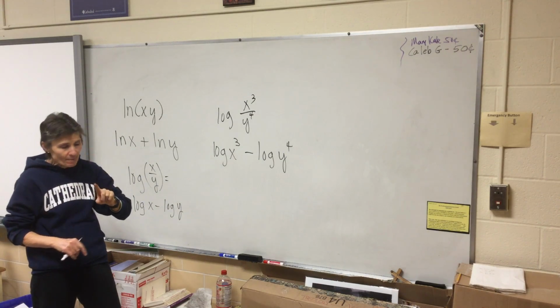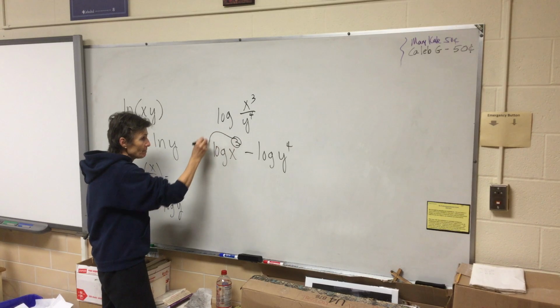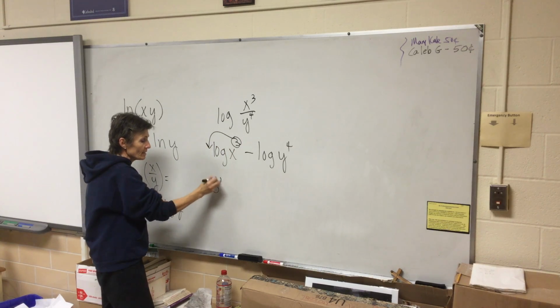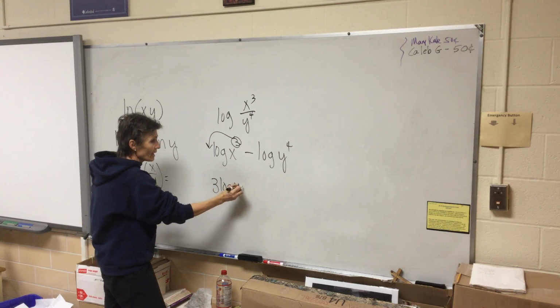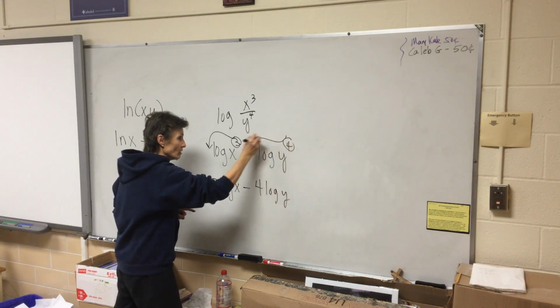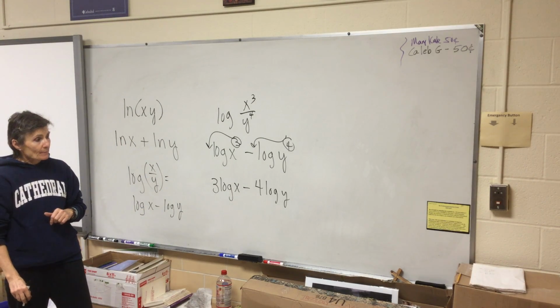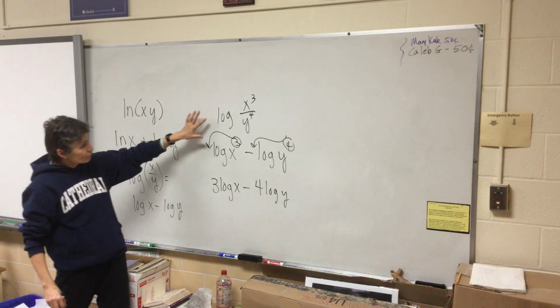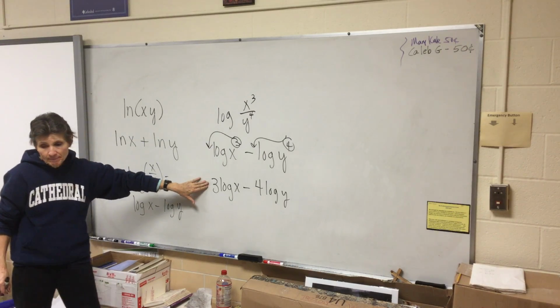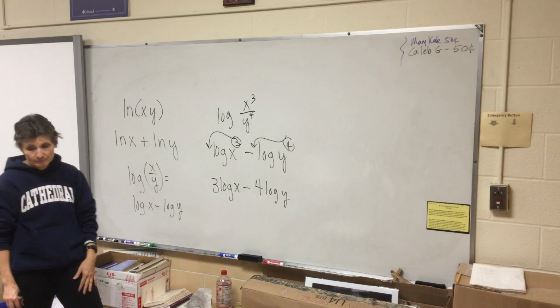But then I remember that that exponent can be pulled out front. So 3 log x minus 4 log y, because this one can also come out in front. Some of you are going to go straight from here to here like she did, and some of you are going to want to put that middle step in there.